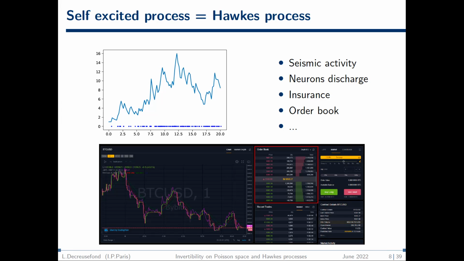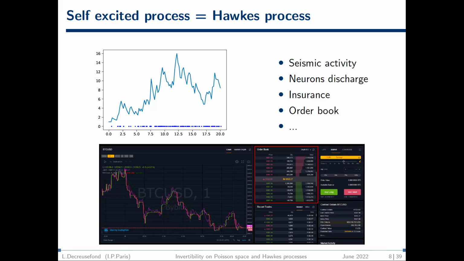In insurance, that means that when you have a company, a telco company, which fails, it's very likely that some other companies of the same domain are going to fail, because the risk in the domain increases. So you have some sort of excitation.